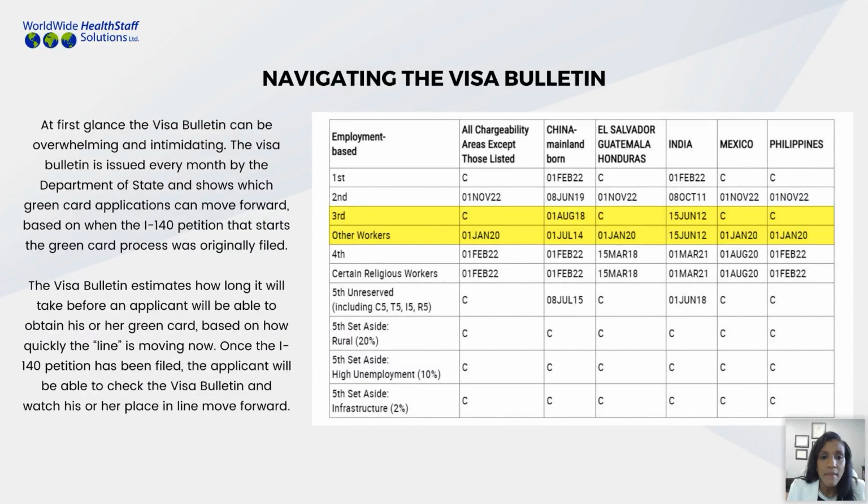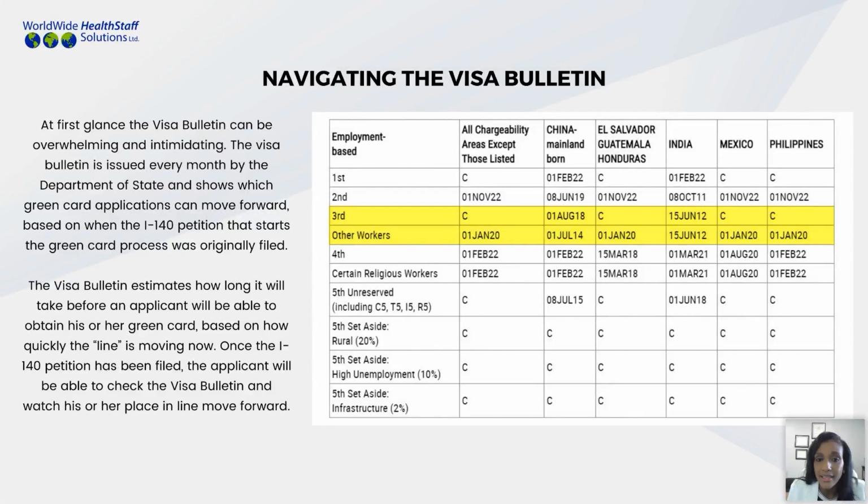So this is the part of the Visa Bulletin that is relevant to what we're talking about right now. As you can see at first glance, E1 is not relevant because that is for treaty traders, and the same thing with E2, which is an investor category. For RNs, MLTs, and also for nurse aides who are in the E3 category but on the unskilled side, that visa category is current for all these countries where it says all chargeable areas.